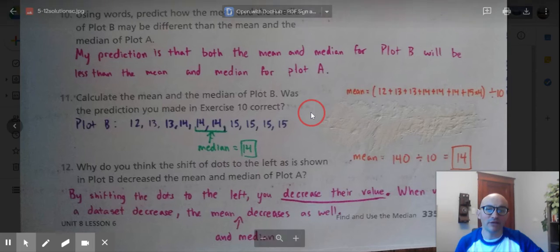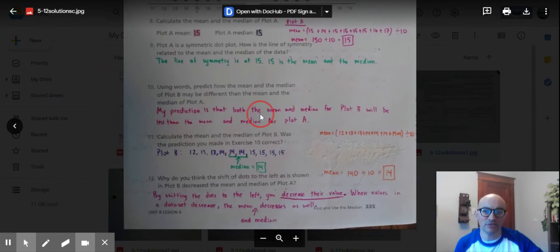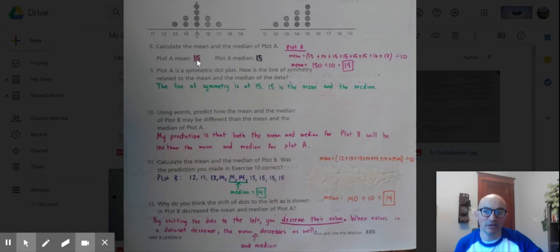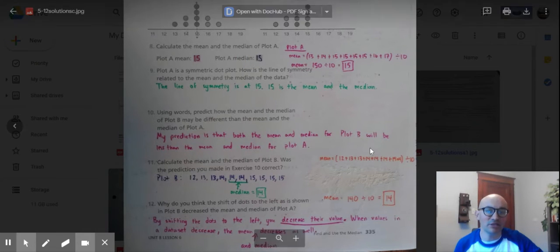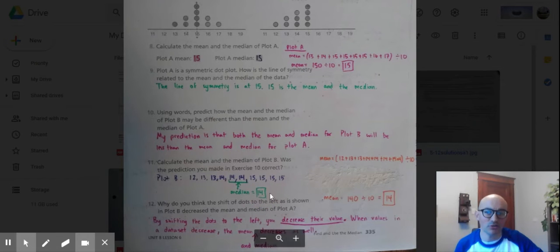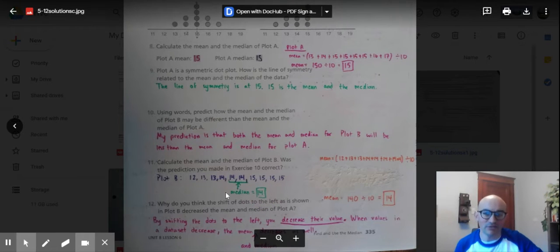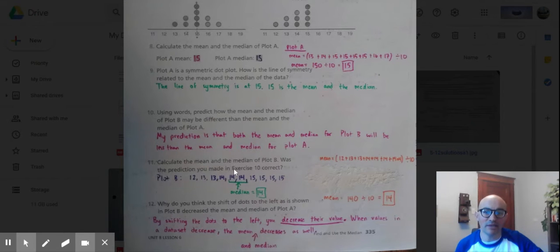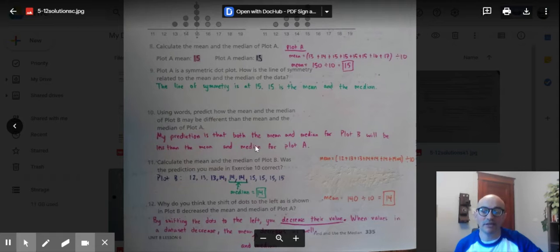We have to compare that to plot A. So let's quickly zoom out for a second so you can look. We had 15 for a median, 15 for a mean. Now we have 14 for a mean and 14 for median. So shifted to the left, values went down. So was the prediction I made in exercise 10 correct? In my case, it is correct. The mean and median did go down.